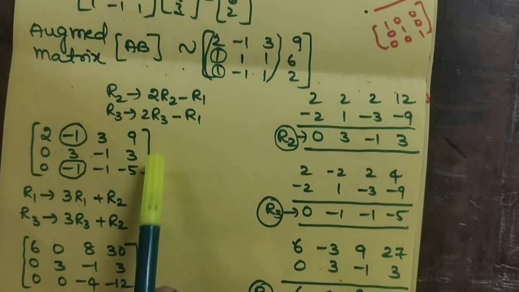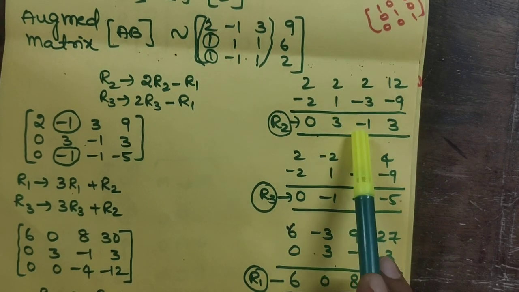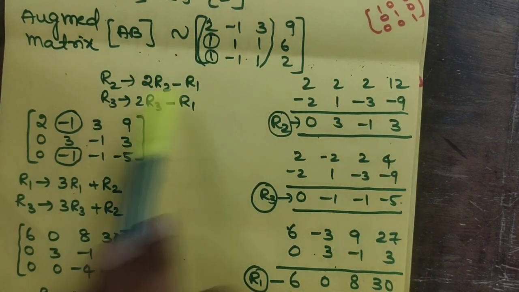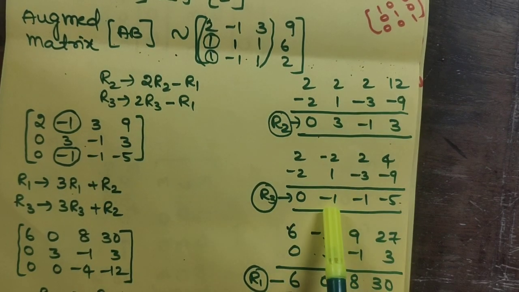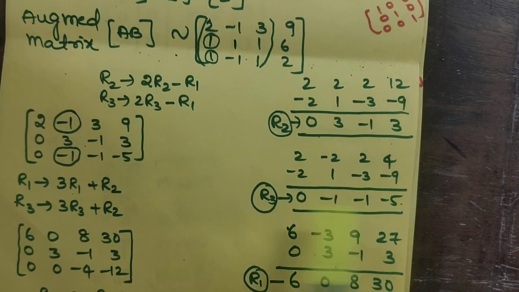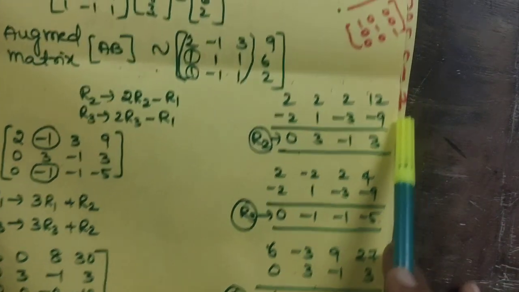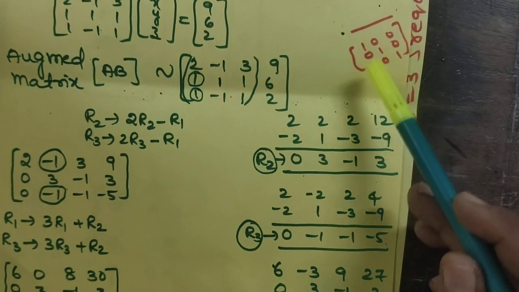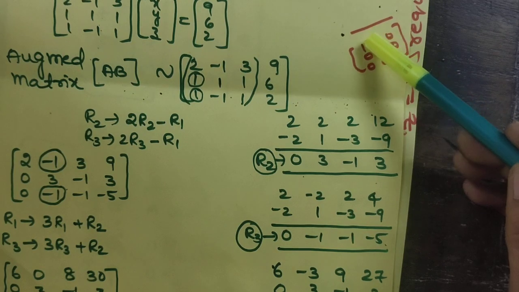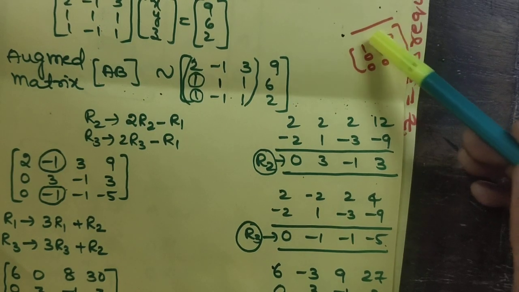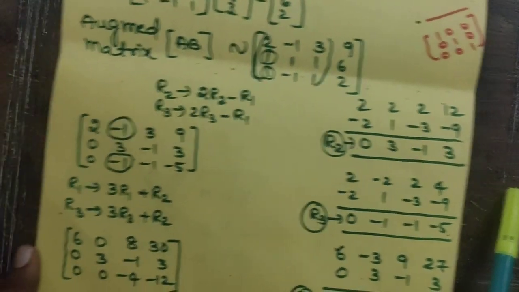And getting R2 and R3, writing in this place: 0, 3, minus 1, 3 in the R2 place. And in the R3 place we have 0, minus 1 and minus 5. So according to the 3 by 3 identity matrix, we got 0 in this place. Next, we need to get 0 in the R1 place, and here also 0. For that, what are we doing?